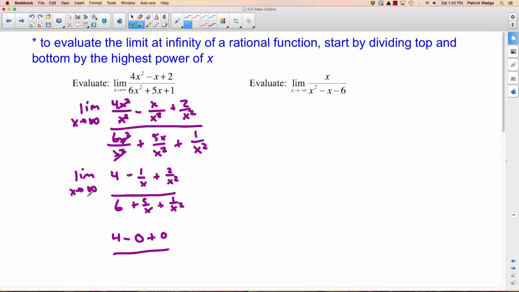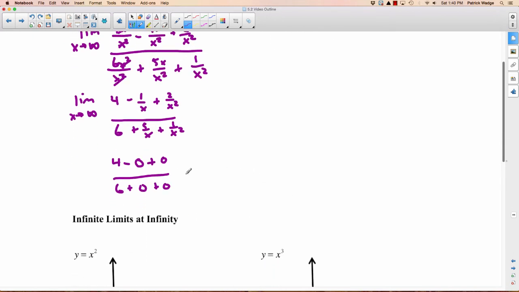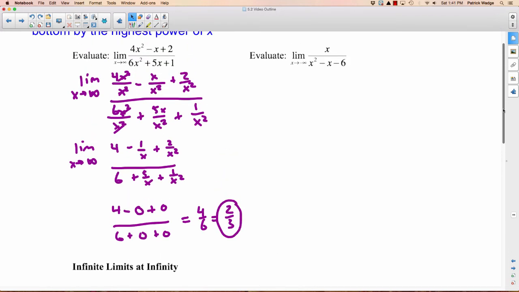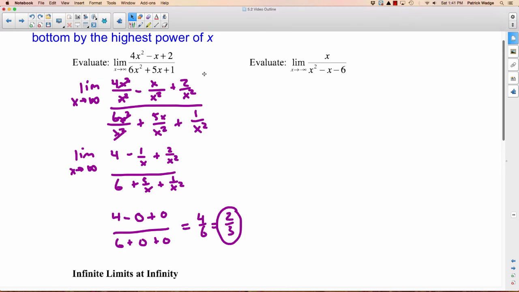On the bottom, as x approaches infinity, we get 6. As x approaches infinity, we get 5 over infinity. That equals 0. 1 over infinity squared, 0. Hey, this didn't turn out too bad. What I'm left with is 4 over 6, or 2/3. That's my answer. Now, some of you might be saying to yourself, this is familiar to me. We've actually talked about this before in Pre-Calc 12, I think it was.